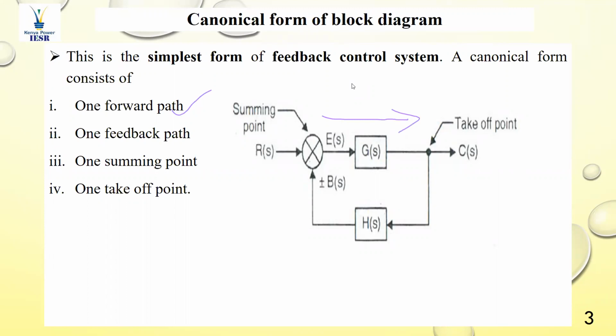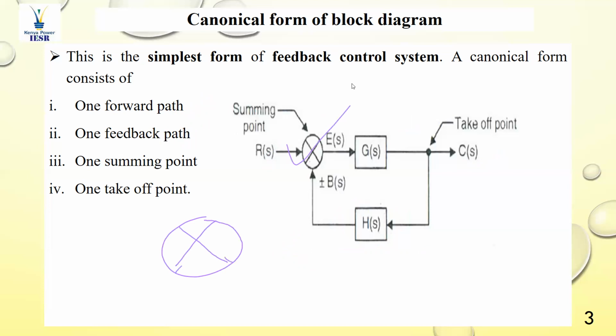A forward path starts from the input to the output. The canonical form also consists of one feedback path. The feedback path starts from the output to the input. It is only one because we have one block, which is the feedback path. And then it contains one summing point. This is the symbol of a summing point.